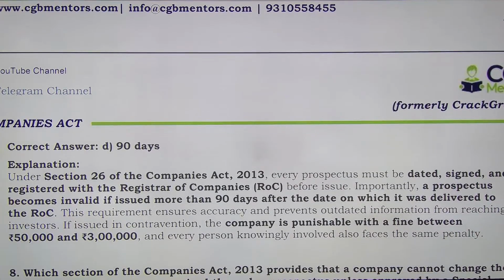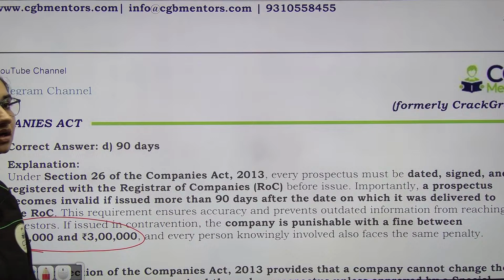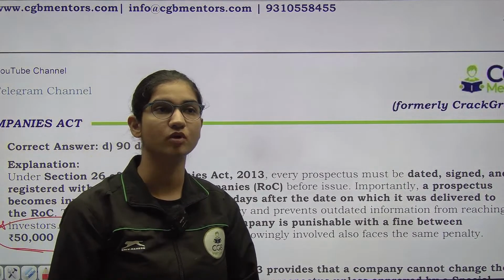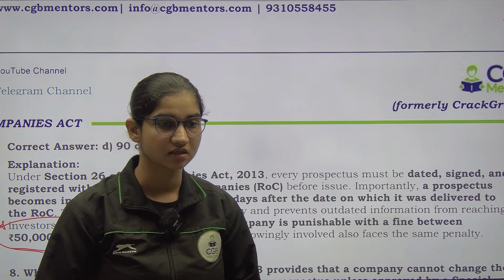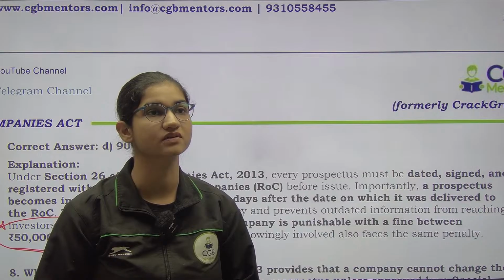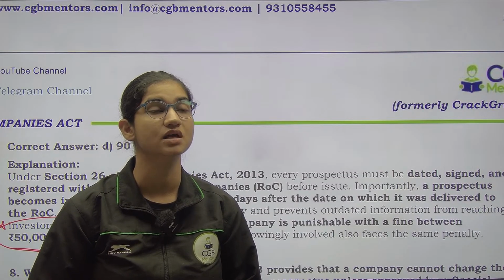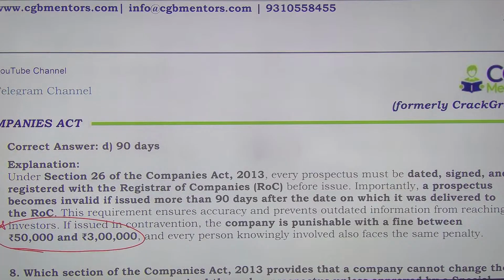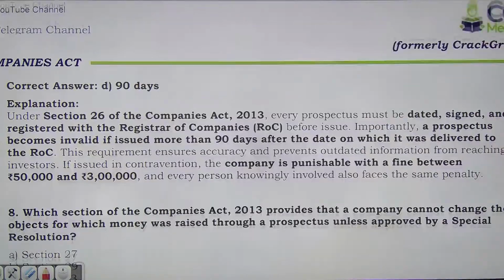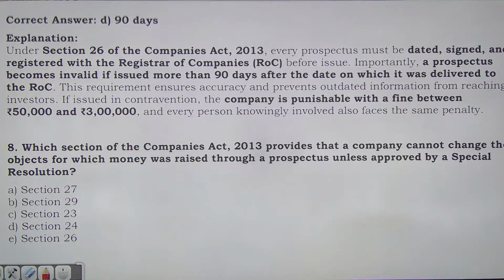Also in this particular section there is a provision for penalty कि if the company is not following the provision of this section तो ये वाली penalties will be applicable on the company. So in this section these 2 points are most important from the IBPS point of view: number 1 is कि how many days के लिए the prospectus will be valid, and another point is कि what will be the penalty imposed in case of default, right? Now we are moving forward to the next question. Next question is question number 8.